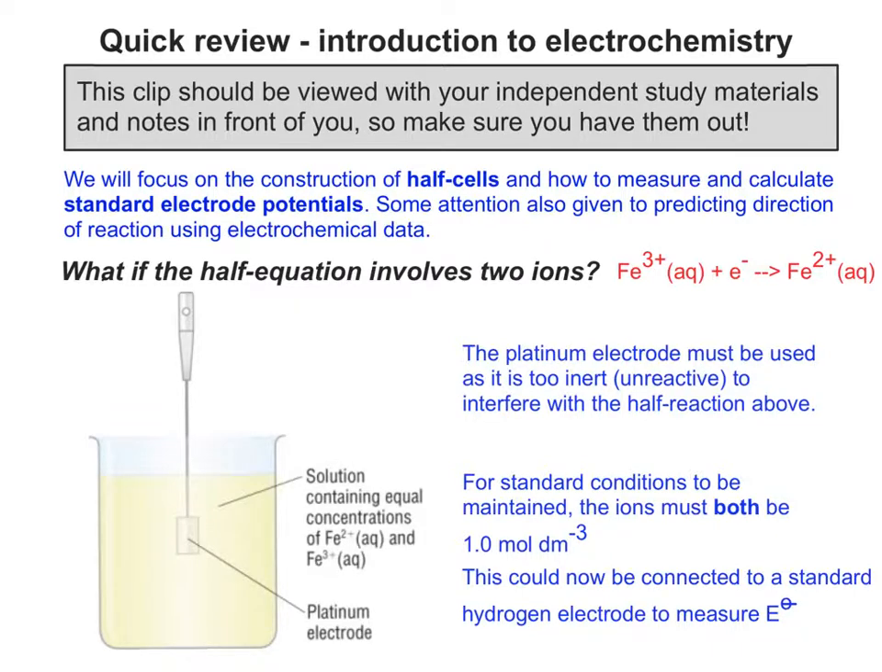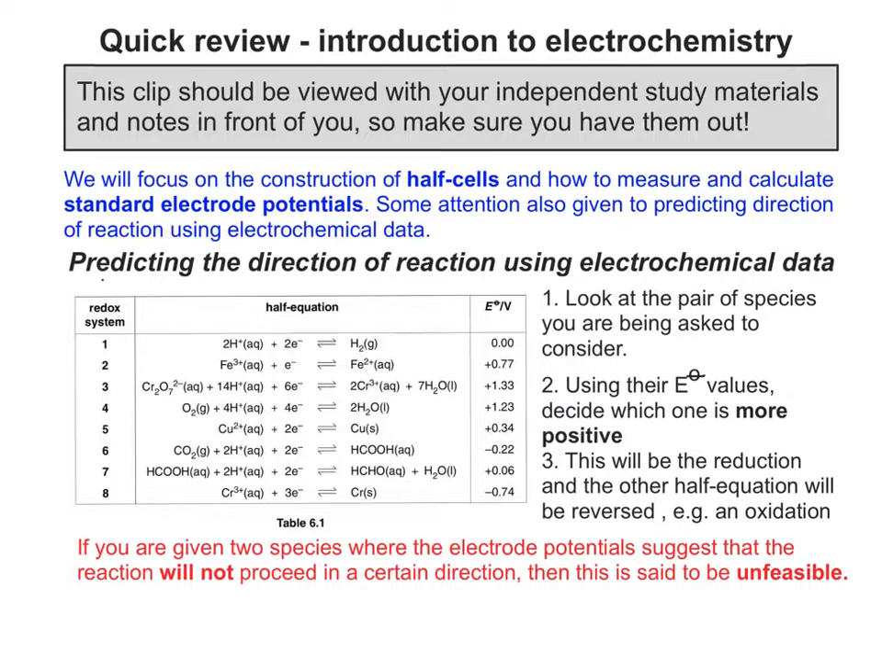I mentioned at the beginning that I'd talk briefly about predicting the direction of reaction. I'm not going to go into it in massive detail, I'm just going to make a passing reference to it because it's going to be covered in a separate clip. So let's say you're given a set of electrochemical data like this. First thing you do is look at the pair of species you're being asked to consider. Then, using their electrode potential values, decide which one is more positive, and this will be the reduction, and the other half equation will be reversed.